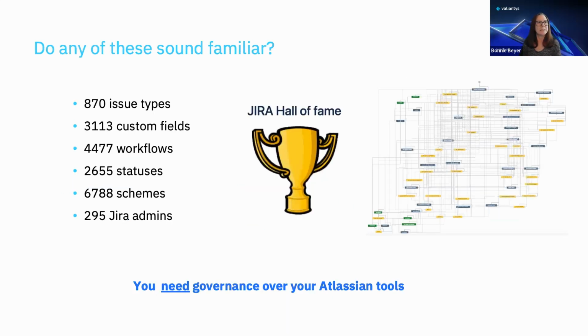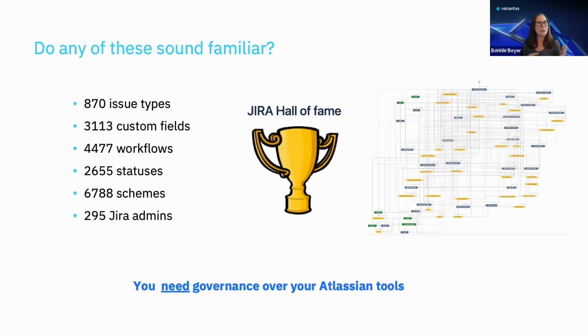What we often see, we have something called our Jira Hall of Fame. The consultants will add to it now and then when they see something that's kind of strange or out there. And on the right there, you can see this crazy workflow, and that's just an example of some of the workflows that we might see in a Jira system sometimes.